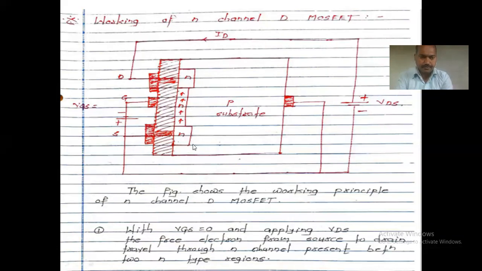See, the above figure shows the diagram of the working of the N channel DMOSFET, right? In this case, we have to apply a voltage between the drain and the source terminal. This voltage is called the VDS voltage. Plus and minus voltage is applied across your DMOSFET. At the same time, a reverse bias voltage is applied between gate and source. This is nothing but the VGS voltage, right? It is the same as your JFET.